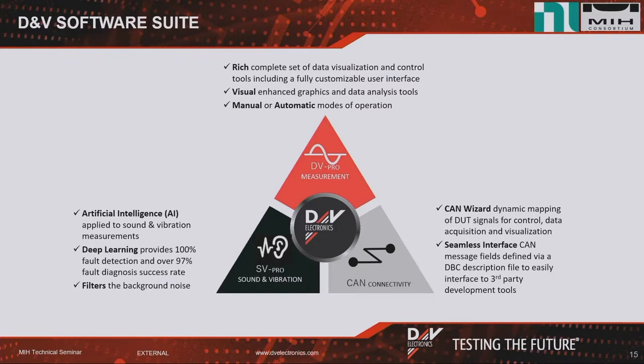CAN Wizard allows you to do dynamic mapping of the DUT signals for multiple purposes. The CAN message fields allow you to interface with third-party development tools if you need. You've got manual or automatic modes of operation, as well as, as we talked about earlier, some sound and vibration additional capability that can enhance the insights you can get from the test.